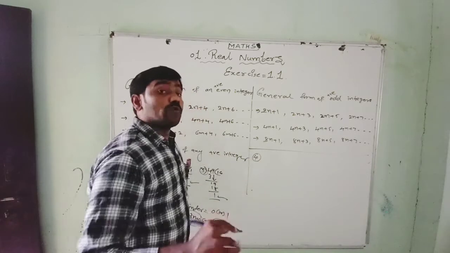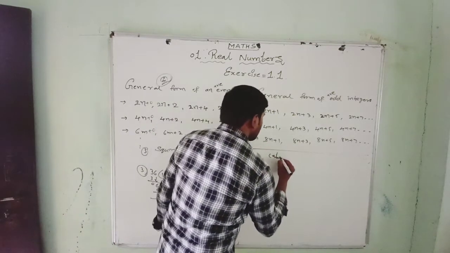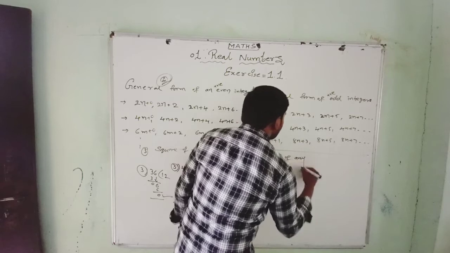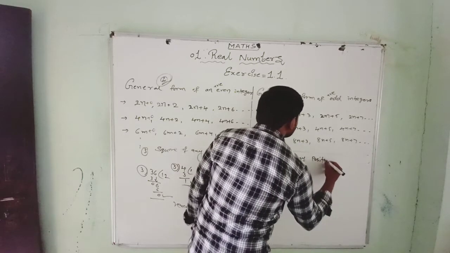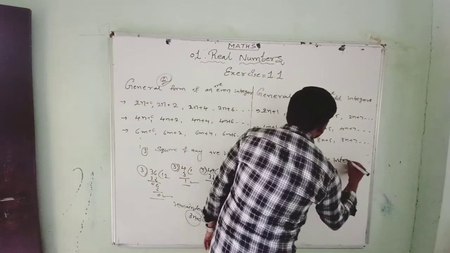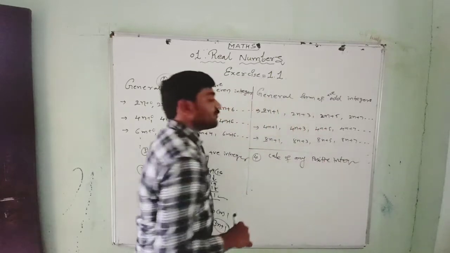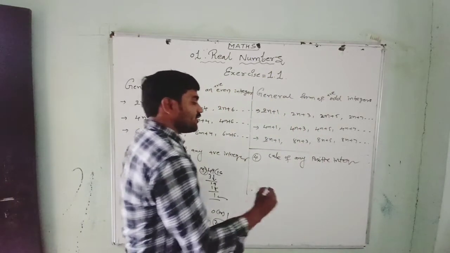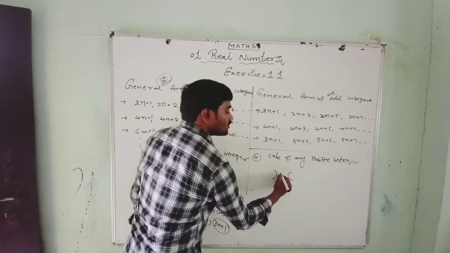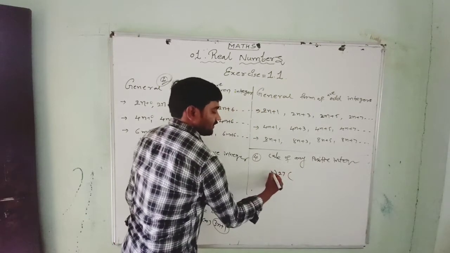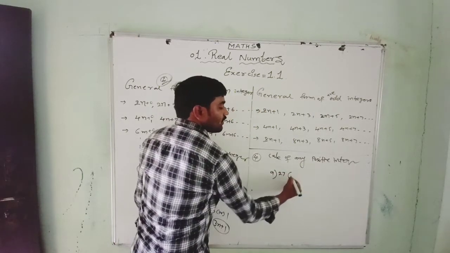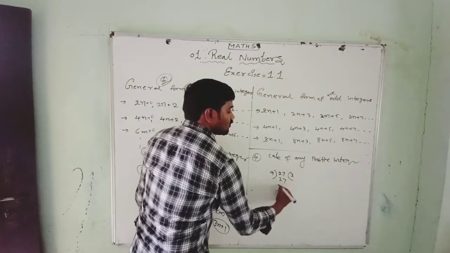Fourth question, cube of any positive integers. The cube of any positive integer, you take any cube. Suppose I will take 3 cube, 27. I will divide by 9. What will I get? 9 3s are 27, remainder 0.